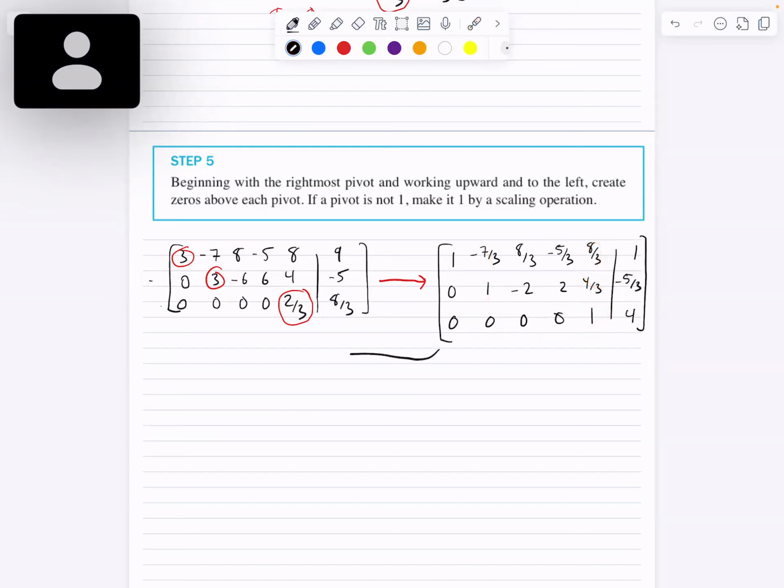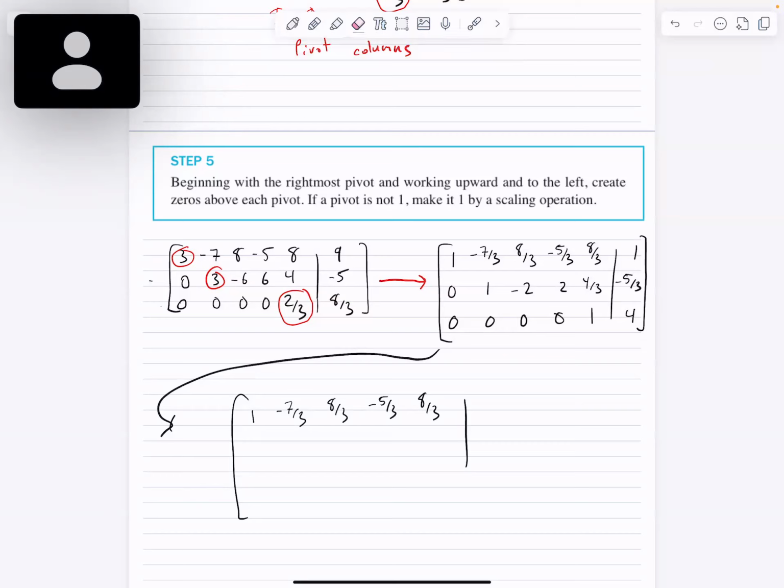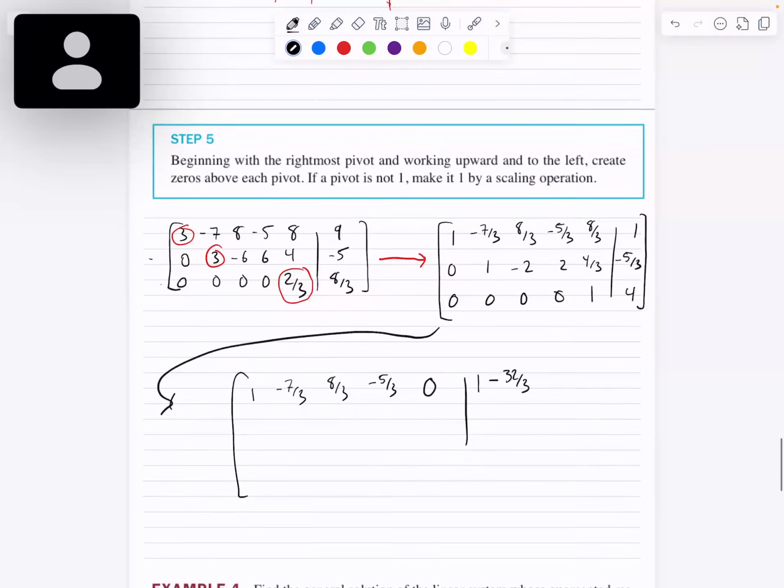And so that would look like 1, -7/3, 8/3, -5/3, 8/3. Oh wait, but I'm adding to this one. I'm going to add -8/3 times this plus this to make that a 0. Or maybe I'll zero out them separately. And so this will be a 0. I need to make that a 0. And so -8/3 times 4. So it's 1 minus, this is where the algebra gets a little annoying, minus 8/3. So 32/3. Oof, okay, that's gross.